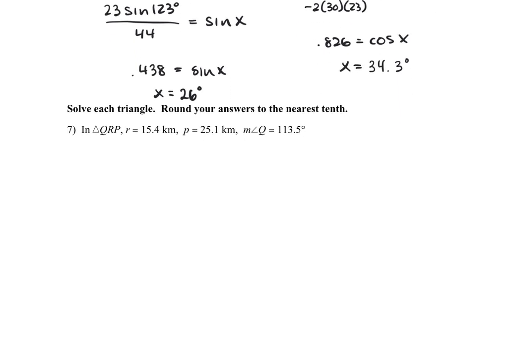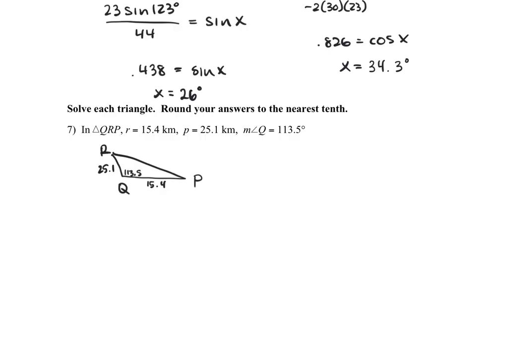So in a question like number 7, sometimes it's helpful to draw just some random triangle, Q, R, P, and it obviously won't be to scale. Here, measure of angle Q is 113.5. If this is angle R, then side R is the one across from it, so this would be 15.4. If this is angle P, then side P would be the one across from it, 25.1.